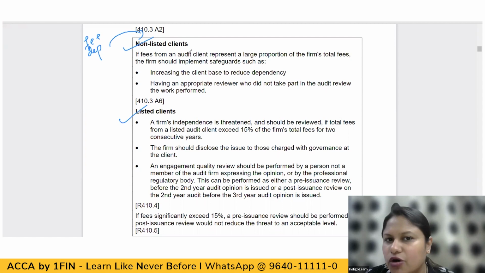If the fees from an audit client, that is, it could be a company, anybody whose audit you're doing, represents a large portion of the firm's total fees, the firm should implement safeguards such as increasing the client base. Logically correct? Yes. So, straightforward.